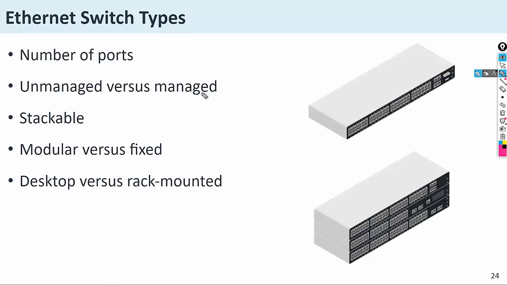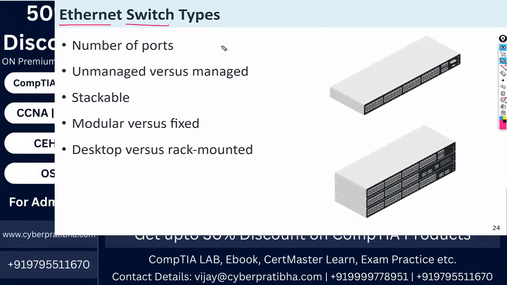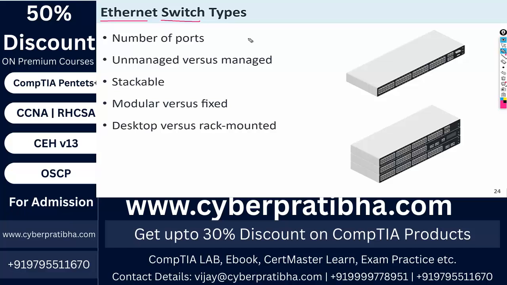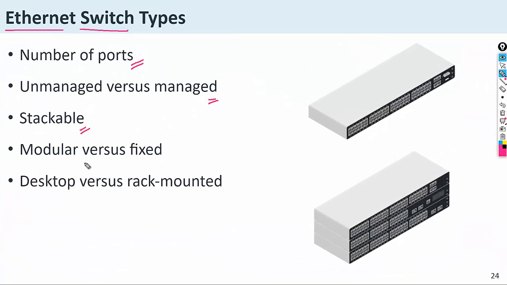Let's start. In this section we are going to discuss the Ethernet switch types. Switch, you already know about the switch. A switch is a central device which allows multiple devices to connect and talk to each other. The types are based on number of ports, managed and unmanaged, stackable and modular versus fixed, and desktop versus rack mounted.